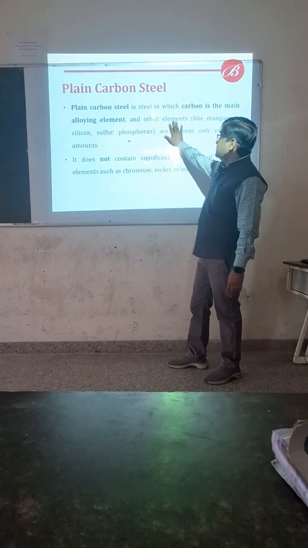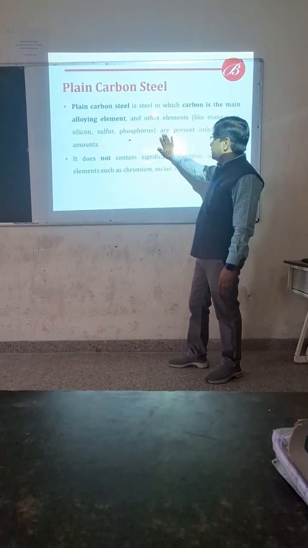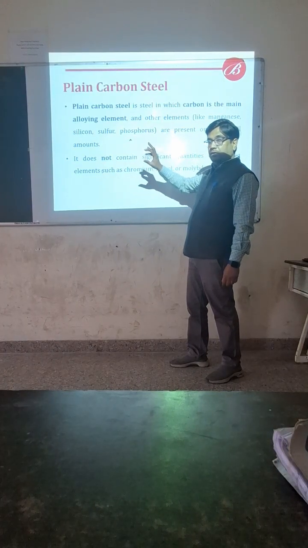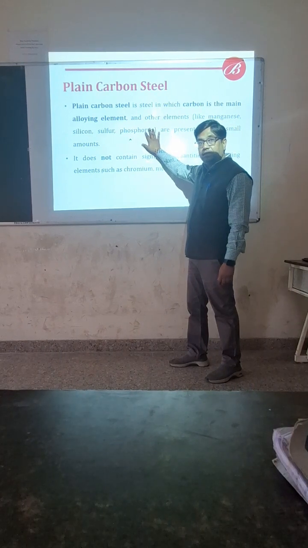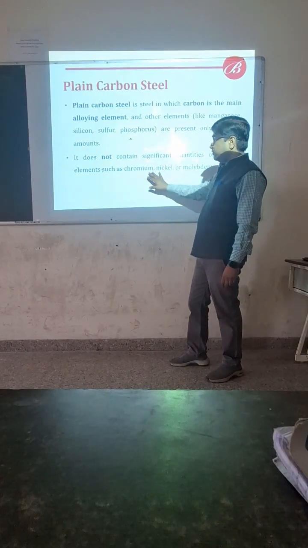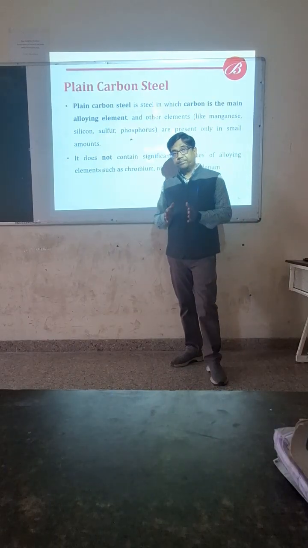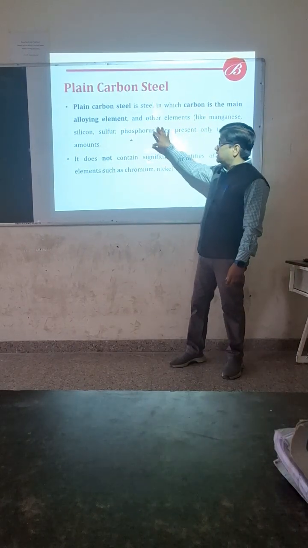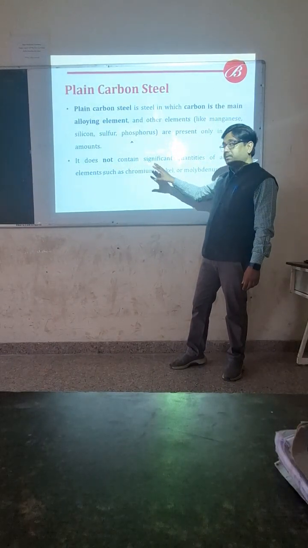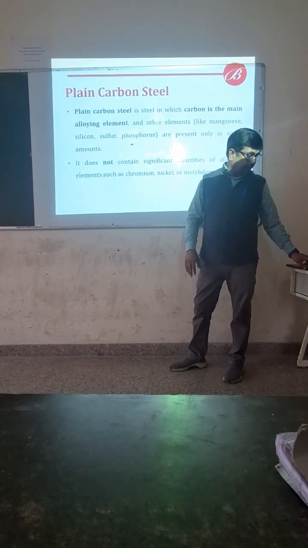Plain carbon steel is a steel in which carbon is the main alloying element, and other elements like manganese, silicon, sulfur and phosphorus are present only in small amounts. So it is an alloy of carbon and some alloying elements, and it does not contain a significant quantity of alloying elements such as chromium, nickel and molybdenum.